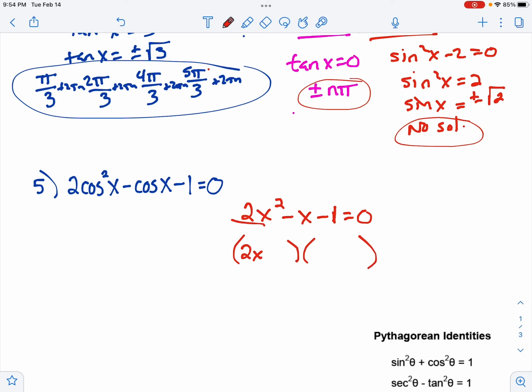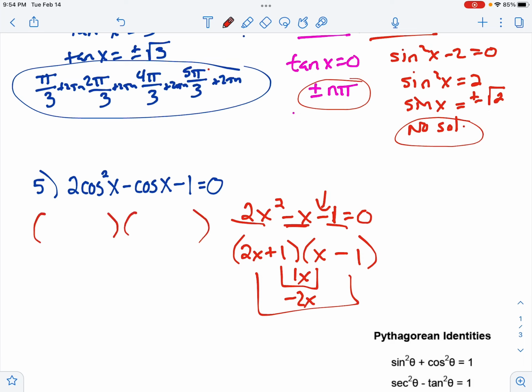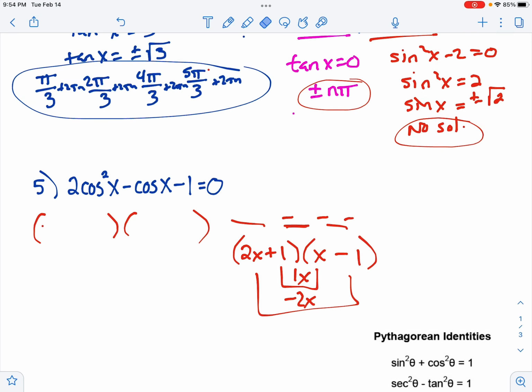what times what is 2x squared? 2x and x. What times what is 1? 1 and 1. They multiply to be a negative, so they have to be opposite signs. Our middle term has to be minus x, so we have a 1x and a negative 2x. 1 plus negative 2 is negative 1, so that's factored. So now instead of x's, let's put in cosines. So when I factor over here, I have 2, I didn't leave enough room.